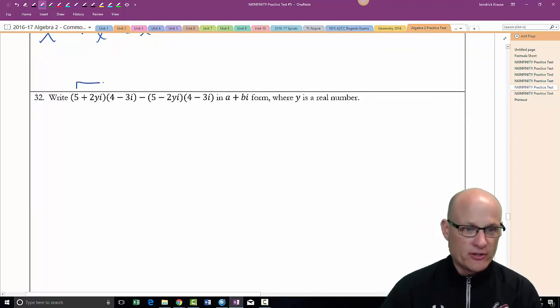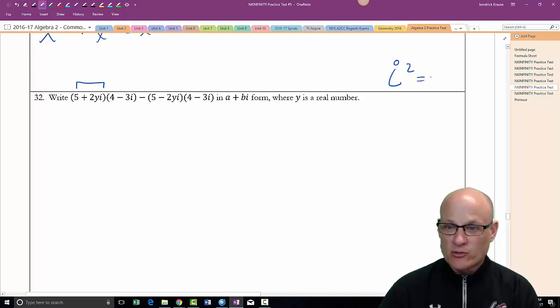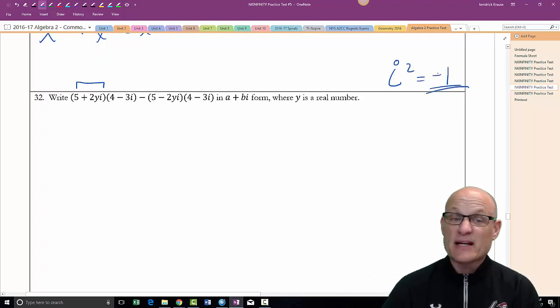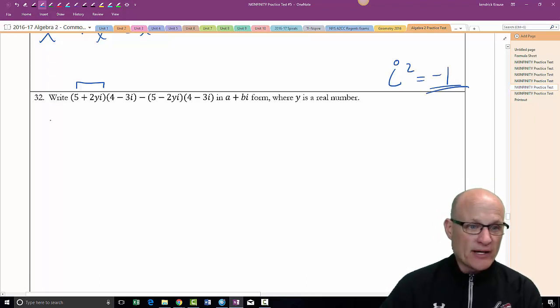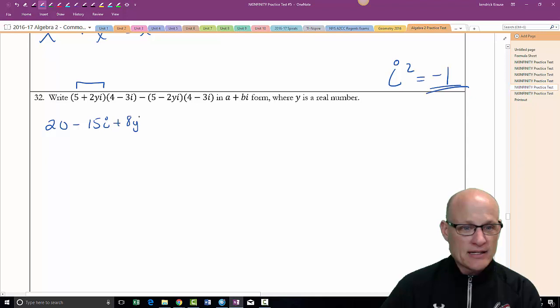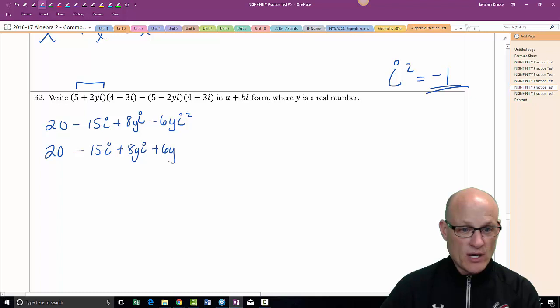No problem. We just got some double distributing to do. Key thing to remember is i squared is equal to -1. It's going to come up in this problem guaranteed. So I get 20 minus 15i plus 8yi minus 6yi squared. Now I'm going to clean this up: 20 minus 15i plus 8yi plus 6y. Because remember, this is really just -1, so it makes that negative.